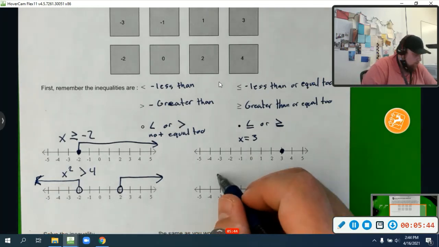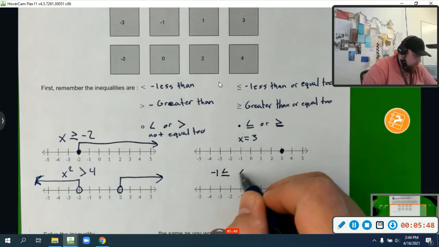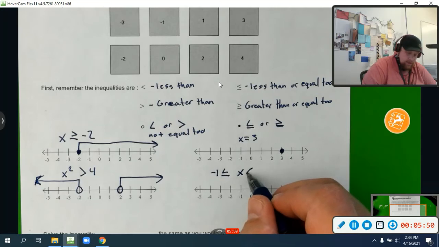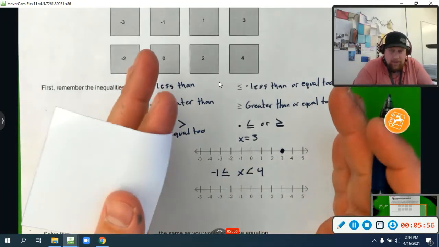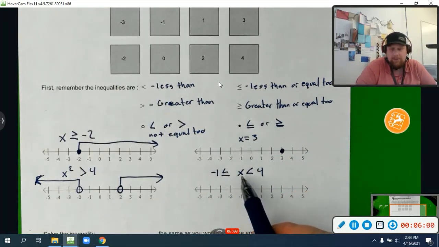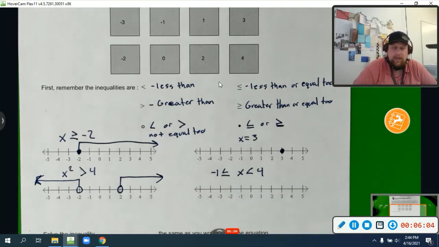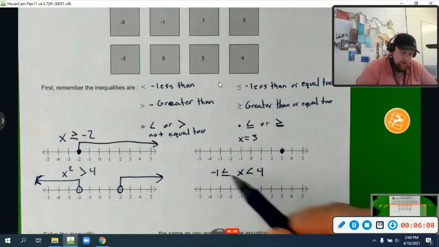And then the last one, what if I give you something that looks like this? Negative 1 is less than or equal to x, which is less than 4. This is a boundary problem. I'm literally defining two left and right boundaries. So first of all, let's read it from x's perspective. I'm saying x is greater than or equal to negative 1, right? Because the big end is pointed at the x. So x is greater than or equal to negative 1.